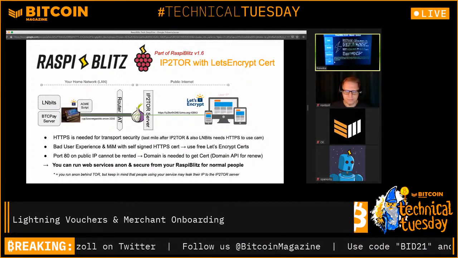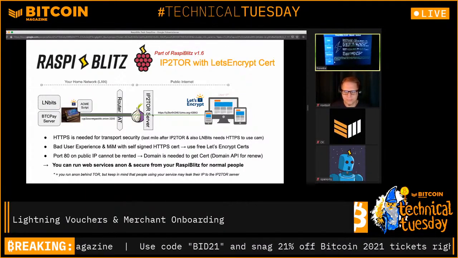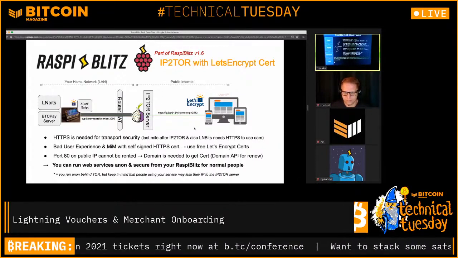Some important things to keep in mind is, of course, encryption is mandatory. Because the first part between the browser or the mobile phone and the IP2 Tor server, this goes over the normal internet. That's one reason why we require HTTPS, and also why the Let's Encrypt certificate is essential.